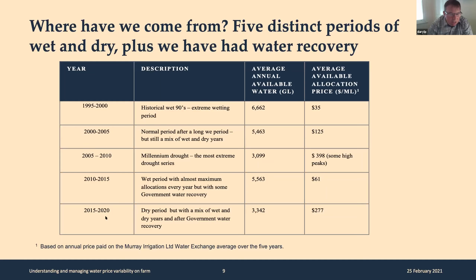And then this last 5 years, and I'll talk a bit more about this later, we've had a real mix. We've had a dry period, a bit of wet, and some really tough drought conditions, but it's also where most of that government water recovery has happened. That's behind us, so that's having some influence on where we are. Again, a lowish amount of water available during that time, and price somewhat connected to that.